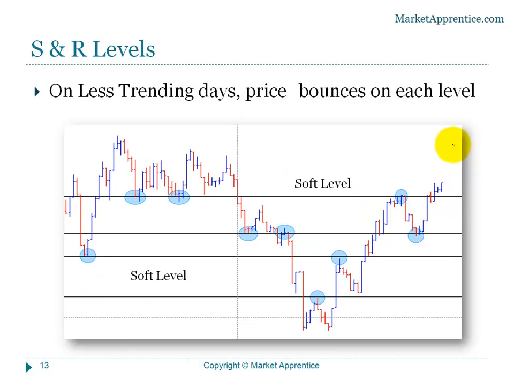On less trending days, price bounces aimlessly between those soft levels. As you can see, price is just going between this line here, here, came down, tested, went down, retest. It's just going in random motion, but constantly bouncing off multiple soft levels.